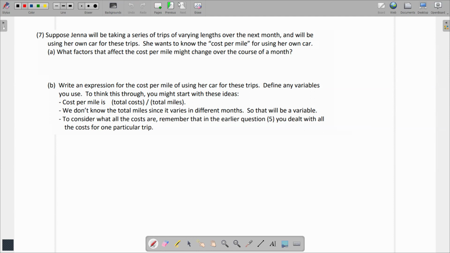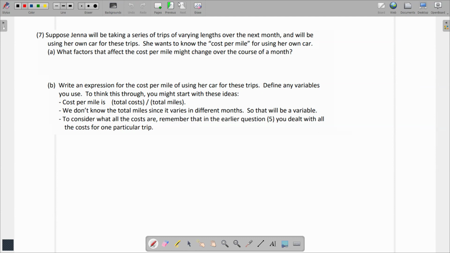All right, question 7. Suppose Jenna will be taking a series of trips of varying length. Maybe instead of driving 386 miles, which is almost similar to from Pendleton to Seattle, maybe she wants to drive to San Diego. That's about 1,100 miles. And she'll be using her own car for these trips. She wants to know the cost per mile. Holy moly, we did that.